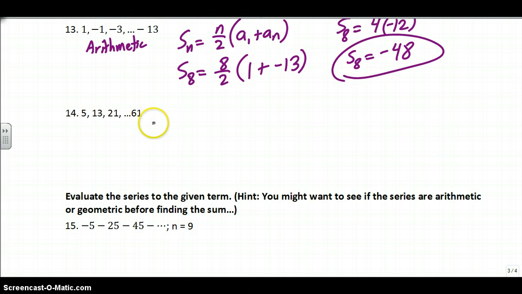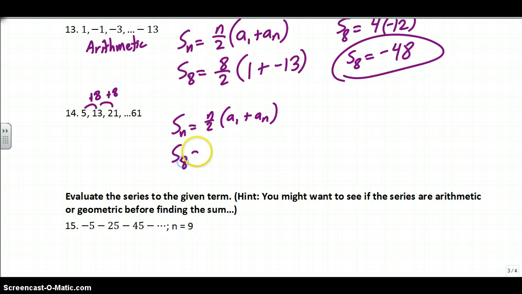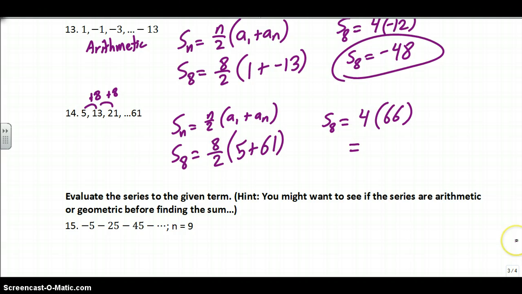14, same thing. We still know n is 8, but this time, what are we? Oh, we're adding 8 again. We're adding the same number every time. So arithmetic again. Same formula. That's nice of them. 8 terms again. How do I know that? Because the instructions tell me. 5 plus, this time the last term is 61. So let's see, S8 equals 4 times 66, which, if I'm not mistaken, will be 264. Good.